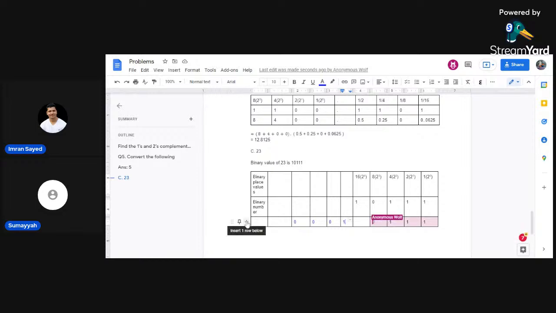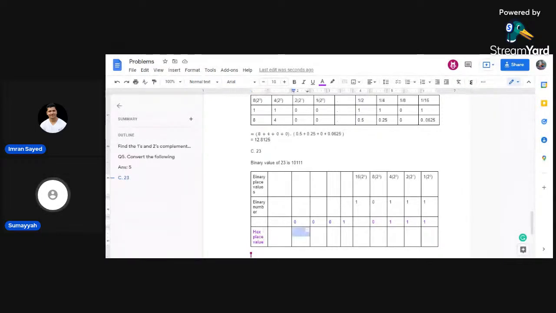Okay, I'll add another row, and here I'll put the hexadecimal place value. In the exam, how will we know what those values are? Are they going to give us some chart, or do we have to remember it? No, you have to remember it. So the hexadecimal place values go 8, 4, 2, 1 for each group.